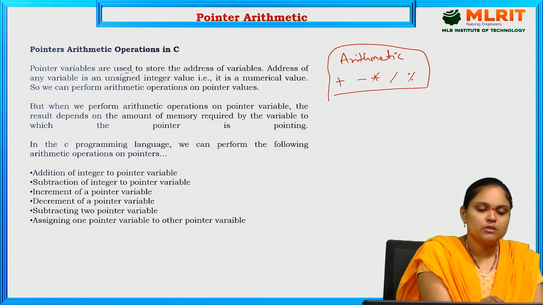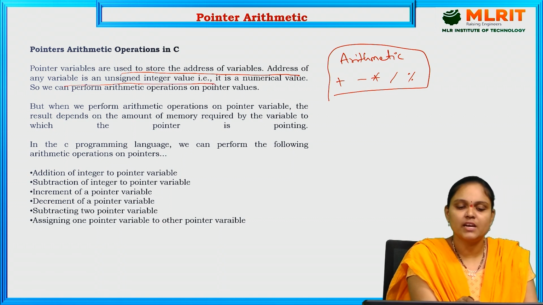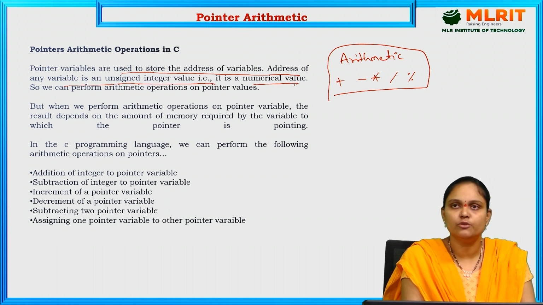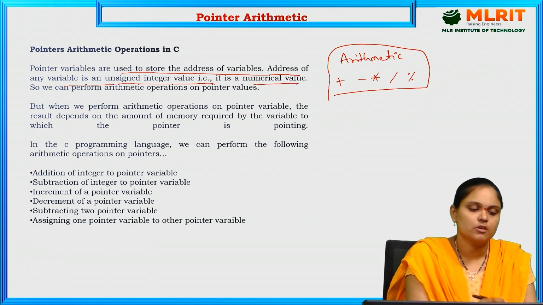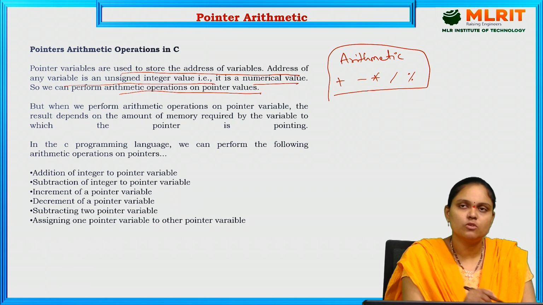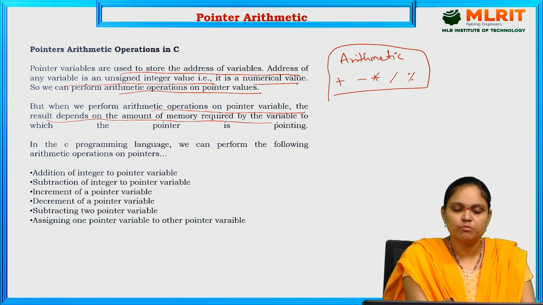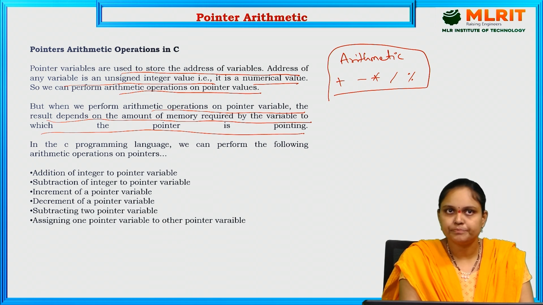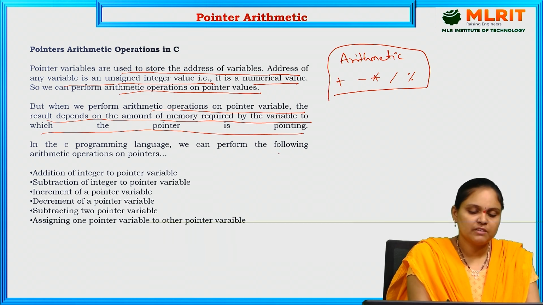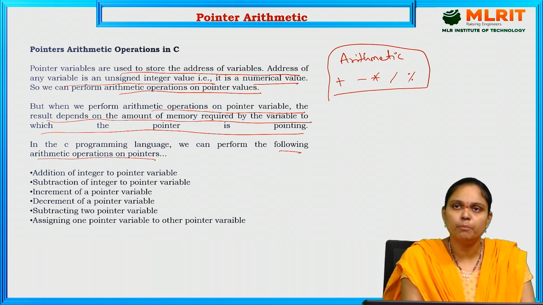Pointer variables are used to store the address of a variable. The address of any variable is an unsigned integer, that is, a numerical value. Unsigned integer means we can store only positive values. So we can perform arithmetic operations on pointer values. But when we perform arithmetic operations on pointer values, the result depends on the amount of memory required by the variable which the pointer is pointing to. And in the C programming language, we can perform the following arithmetic operations on pointer variables.